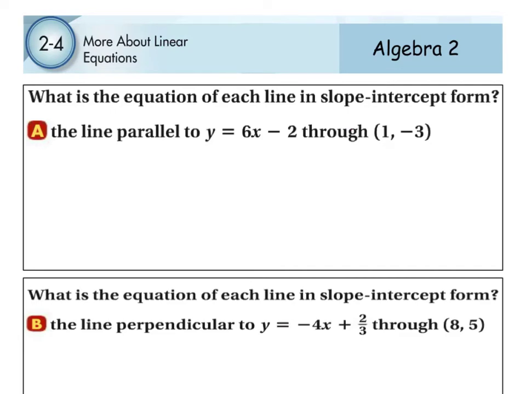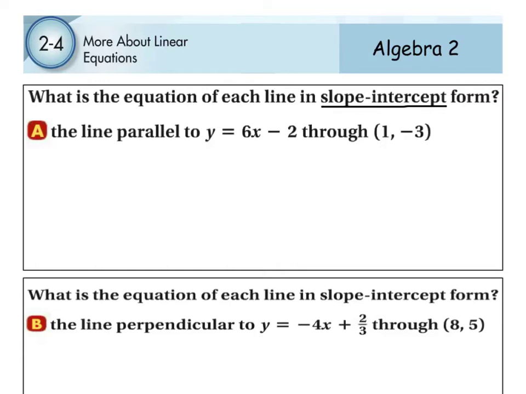First example here. What is the equation of each line in slope-intercept form? Key here that they've given you is they want it in slope-intercept form as your final answer. You can put it in point-slope form first, but then you have to convert it. Okay? So a line parallel to y equals 6x minus 2 through the ordered pair 1, negative 3.